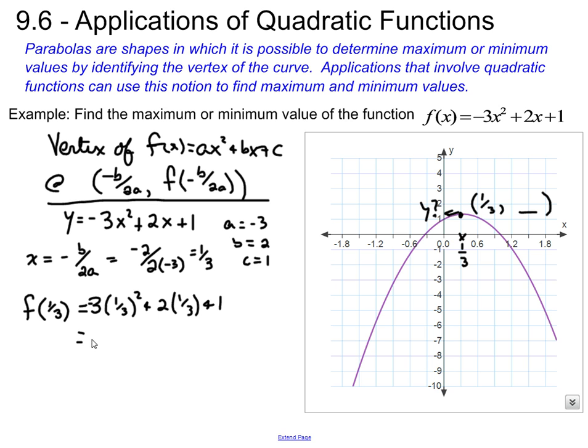Well, in this case, that would be negative 3 times 1/9, since 1/3 squared is 1/9, plus 2/3 plus 1. Simplifying a little bit, negative 3 times 1/9 is the same thing as negative 1/3, plus 2/3, plus 3/3. Working our way left to right, that's 1/3 plus 3/3, which is to say 4/3.